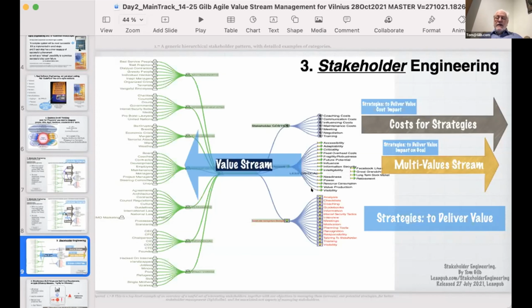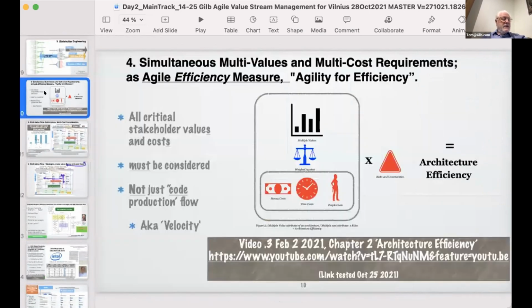And anyway, by delivering these strategies step by step, the stream of values begins to flow back to the stakeholders. Got the picture? And you have to manage maybe 50 stakeholders, and the top 10 and below the top 10 are subsidiary values. So you may be managing 50 to 100 values in even a medium-sized project, not to mention a large one. Point 4. I want to emphasize this idea of the simultaneous multi-value, multi-cost requirements.